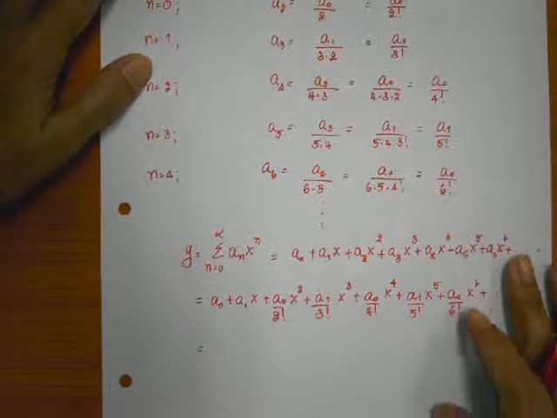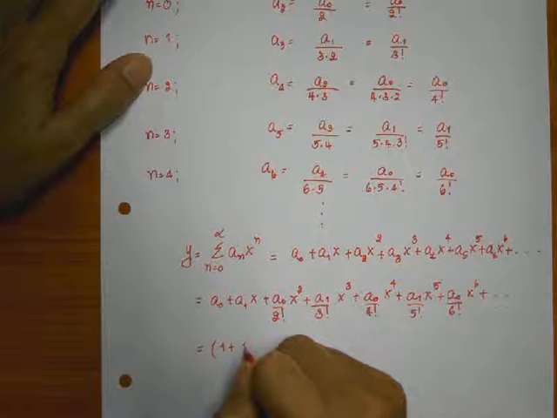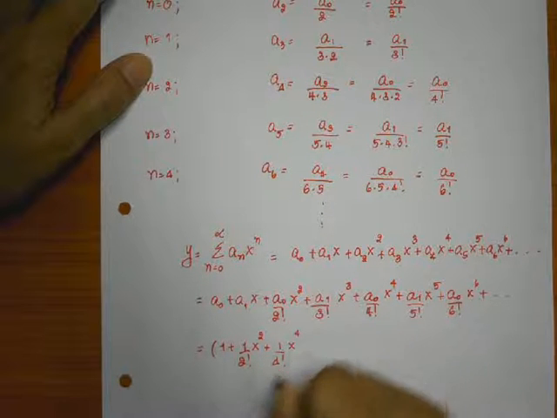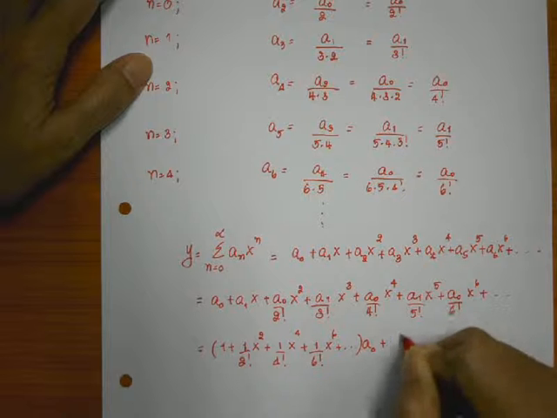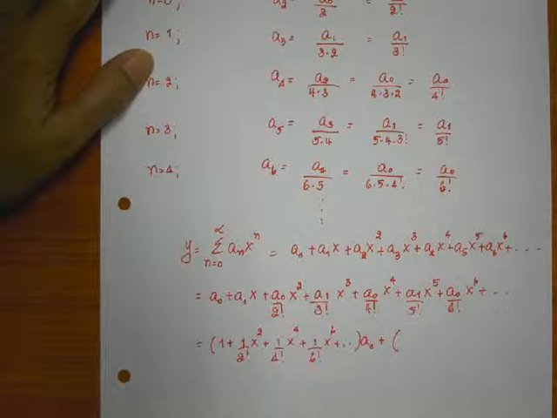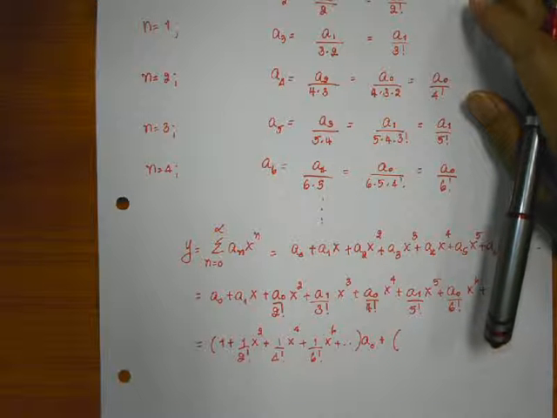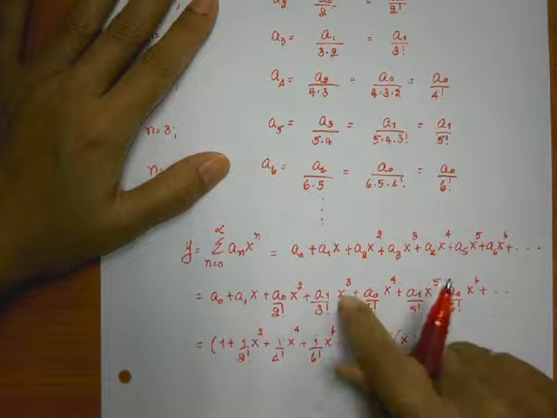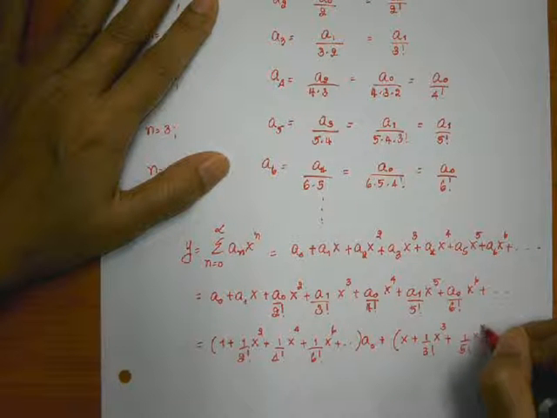Now we are going to put a0 together and a1 together. For the terms of a0, we will get 1 plus 1 over 2 factorial x squared plus 1 over 4 factorial x to the power 4 plus 1 over 6 factorial x to the power 6, and so on. For the a1, we take a1 out, we got x plus 1 over 3 factorial x to the power 3 plus 1 over 5 factorial x to the power 5, and so on.